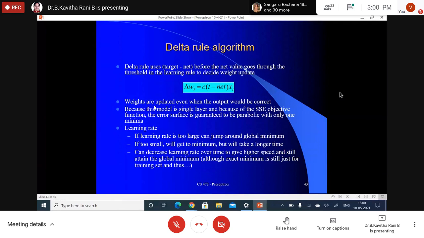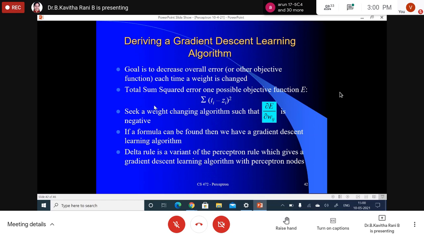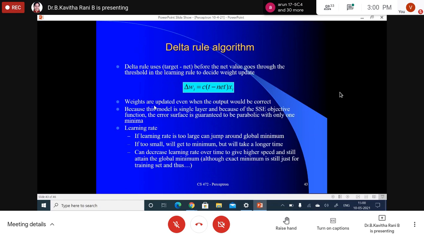So target value is 0, we have to get 0. If we got error and we have to reduce it, we will be using E. E is nothing but error rate. That is this value (Ti minus Zi) whole square.